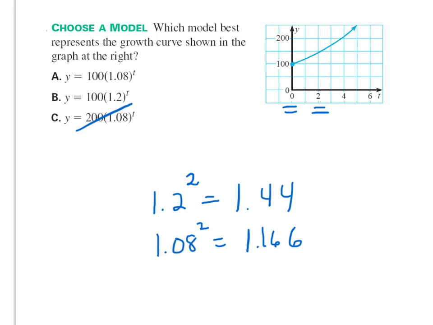So now look at the graph. When x is 2, if you look up, it reads like it's about 150, maybe a little bit short of that. Again, remember, we're going to take the value times 100. So it certainly looks like the 1.44 fits that better than the 1.166. So that's what you do. You just analyze the input values and check out what the output values are. So in this case, we're going to choose B.